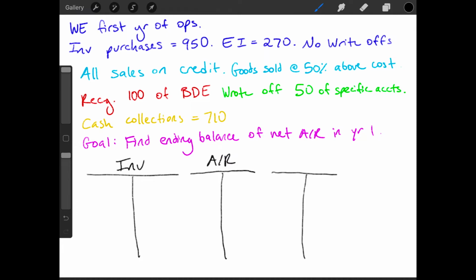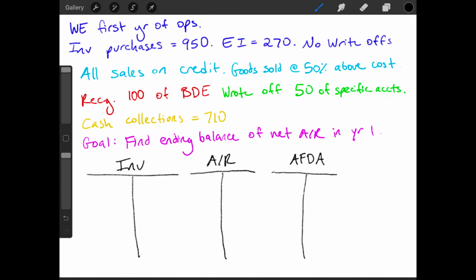I'm first starting with inventory, so I can calculate my cost of goods sold, which cost of goods sold times 1.5 will get me my initial sales on credit, which will increase that accounts receivable, and then of course the balance in my AR and my AFTA account will solve for my net accounts receivable. So now that I have my T accounts down, I'm going to go ahead and look at all of the information I have and then record that into these T accounts.